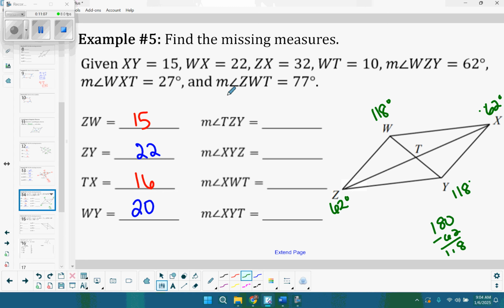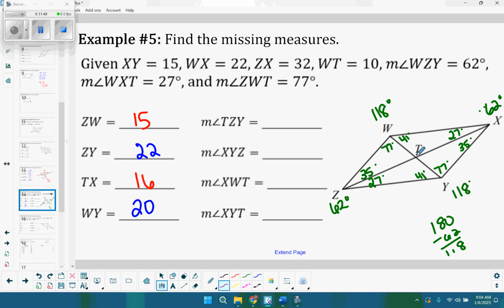Angle WXT, so WXT is just this little corner, that was 27. So I know this is also 27. 62 minus 27 is 35, and 35 are alternate interior angles. And then ZWT. ZWT is this part here, 77 degrees, so we can fill in the opposite, 77. And now 118 minus 77 is 41 degrees. So we have it all filled out. So one thing at a time.